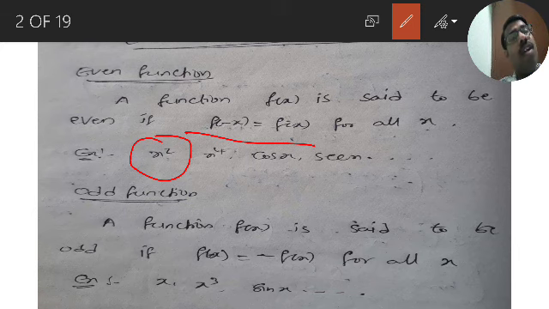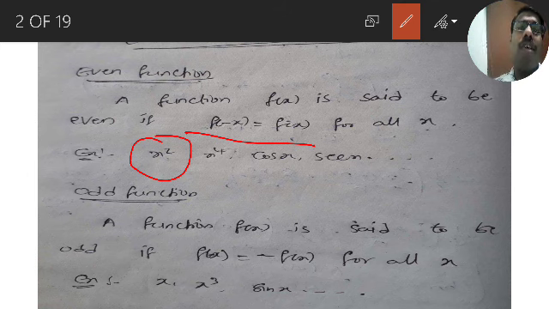function. Cos of theta is equal to cos of minus theta for all theta. So if f of x is equal to cos x, then f of minus x equals cos of minus x, that is also equal to cos x. Therefore f of minus x and f of x both are equal. Such functions are called even functions. So what is an even function? A function is said to be even function if f of minus x is equal to f of x for all x. This is an even function.